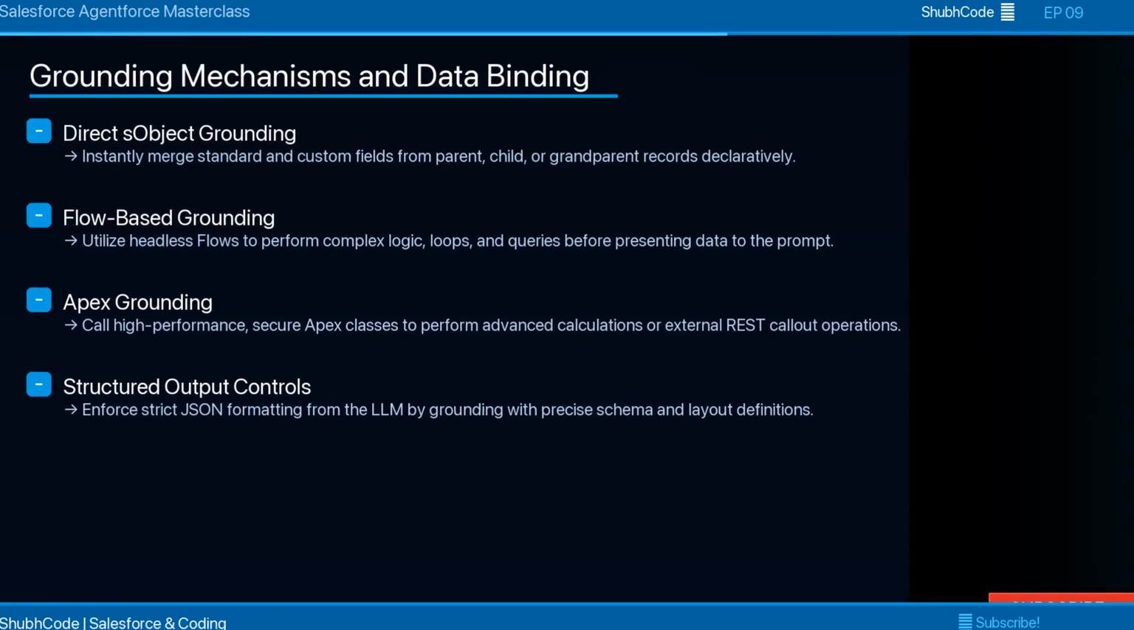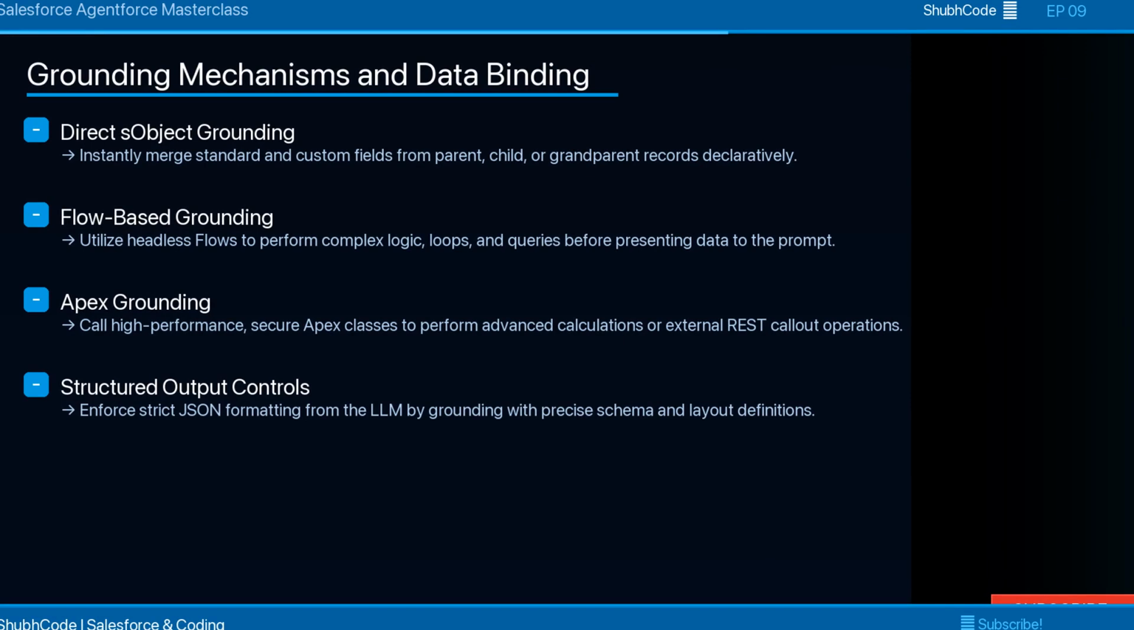Let's talk about the secret sauce that makes Prompt Builder so powerful: grounding. Grounding is the process of anchoring the LLM's response in your trusted CRM data, eliminating the risk of hallucinations. Prompt Builder allows you to ground prompts in 3 ways: direct sObject merge fields, Salesforce flows, and Apex classes. For simple fields, direct merge fields are perfect. But for complex logic, like calculating an account's year-over-year spend, you can execute a headless auto-launched flow or call an Apex class to gather, filter, and format that data before passing it to the prompt engine.